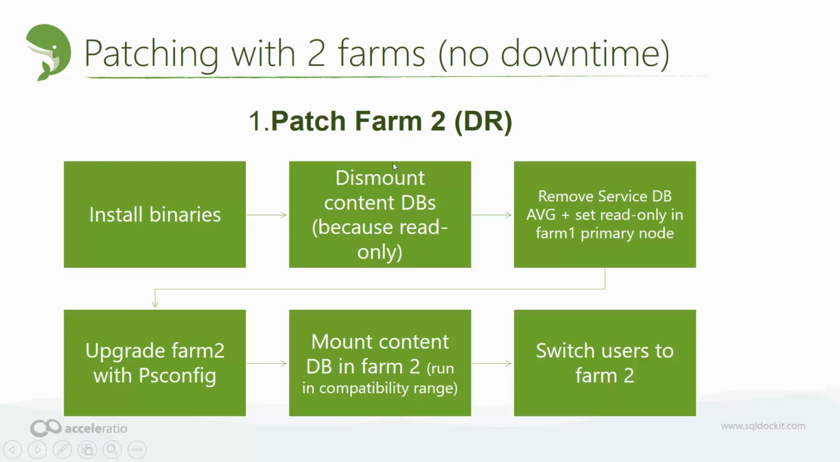Here you can dismount the content database in DR, that's fine, but you cannot dismount the service application database, and they are read-only. If you run psconfig when they're read-only, again you have an issue. So the idea is to remove the service database from the availability group and set this service database in read-only mode in the main farm, so that you won't have any content that's going to change in the primary farm in the service database, because this database will get synchronized. The only problem is that you cannot change the service for the moment. And then you can run psconfig on the DR farm.